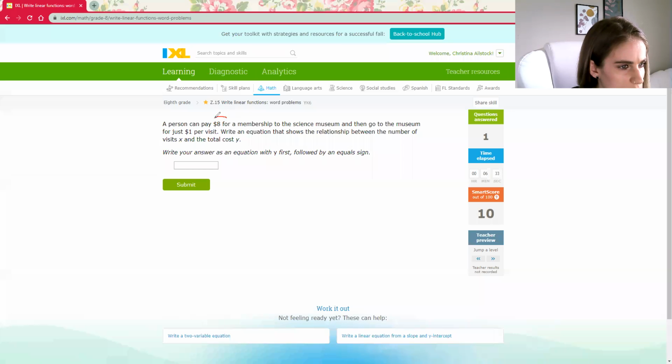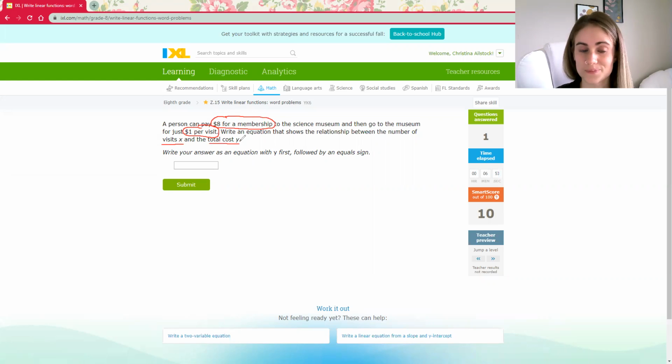So I see that she's going to pay $8 for a membership, and then she's going to go to the museum and pay $1 per visit. And then the number of visits is our variable X, and the total cost is our variable Y. Once again, the directions tell us to write an equation with our Y first, followed by an equal sign. So our total cost, which is Y, is equal to what?